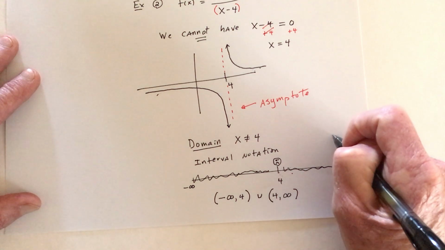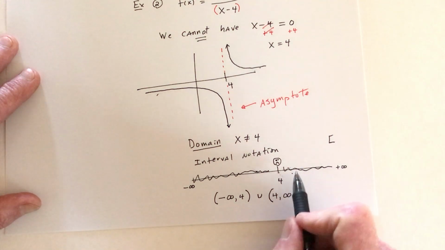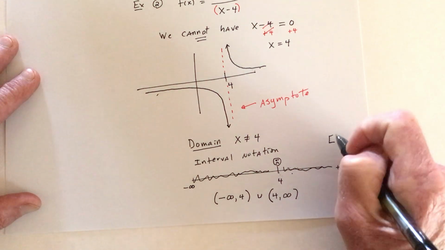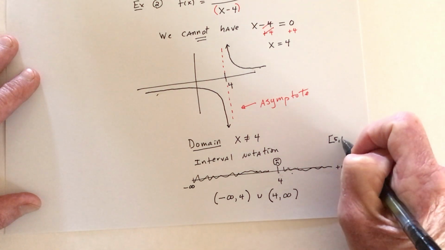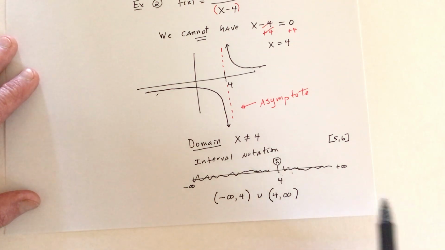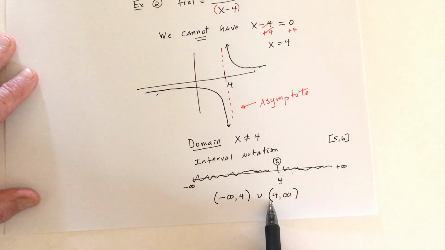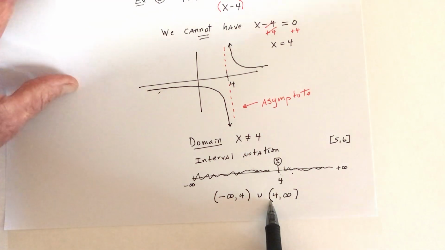If you were including a number, then you would put a square bracket. So for example, from 5 to 6 is fine. So I could put square brackets. The function exists from 5 to 6. But if you don't want to include a number, then you put the round parenthesis. So that's interval notation. The next idea is called the vertical line test.